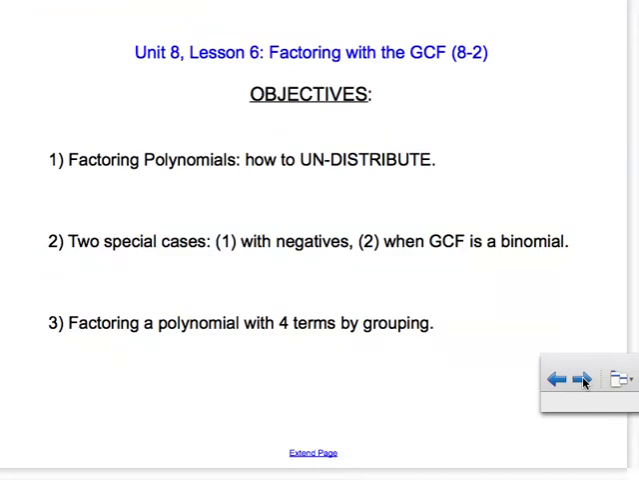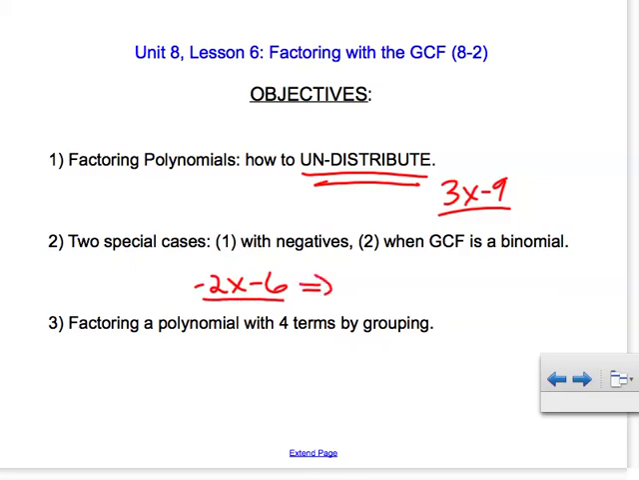Okay, so we started with just undistributing. We take out something common from this. We talked about when we have two negatives. In this case, you want to factor out a negative 2 so that you have x plus 3. And then we also talked about when your GCF is a binomial, which also goes into there. And you have 4 terms by grouping. So we'll practice some more tomorrow.